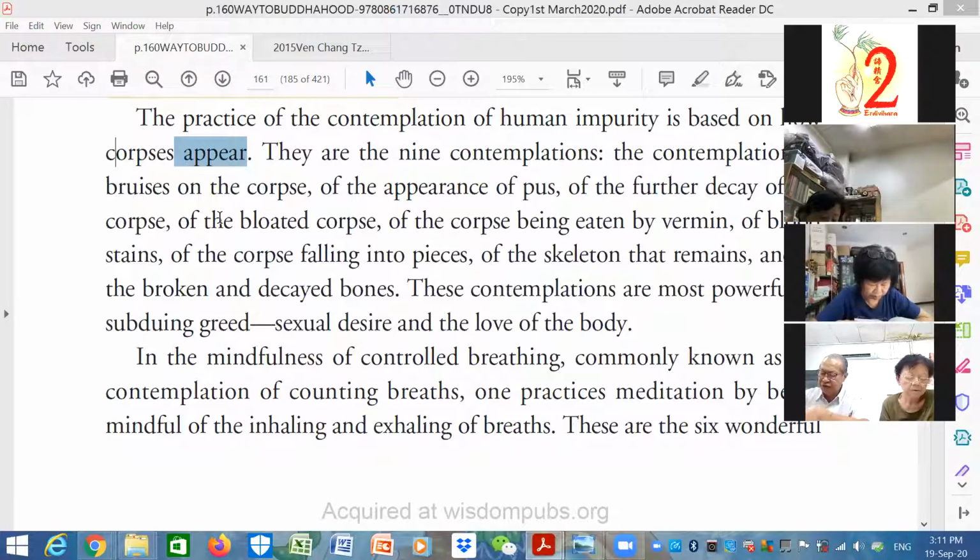In the mindfulness of controlled breathing, commonly known as the contemplation of counting breaths, one practices meditation by being mindful of the inhaling and exhaling of breaths. These are the 6 wonderful steps: counting, following, stopping, contemplating, returning, and purifying. They are also the 16 superior deeds that are superior in the mindfulness of controlled breathing.